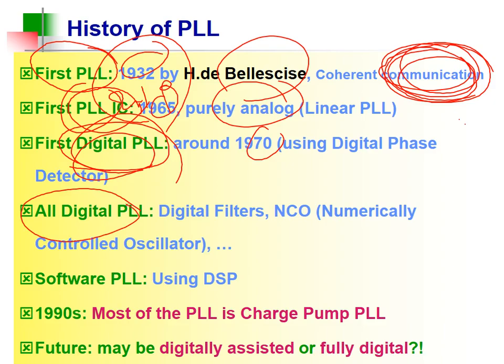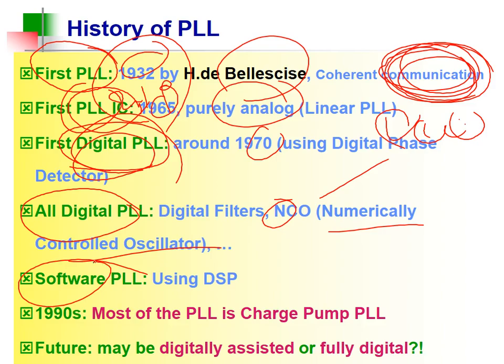Yeah. But we have a VCO, right? Voltage controlled oscillator. In digital domain, numerically controlled oscillator. Okay? Anyway. And then even by software, wow, use digital signal processing, DSP, it's totally possible. Since the 1990s, most, even now, most PLLs use a charge pump. I'll explain what a charge pump is. Okay. For the future, only two possibilities. Either digitally assisted. Yeah, mainly in analog domain, but with the help of digital circuits, we can enhance the performance very much. For example, to increase the lock time, to reduce the errors, all of them. Or fully digital, only two possibilities.